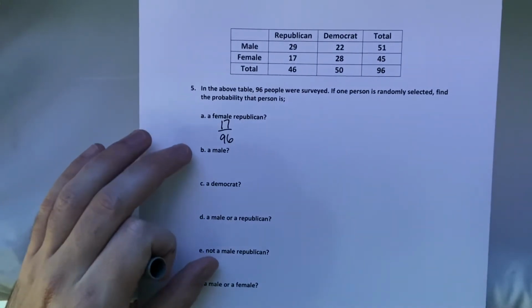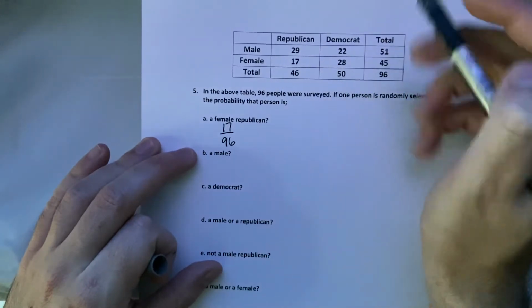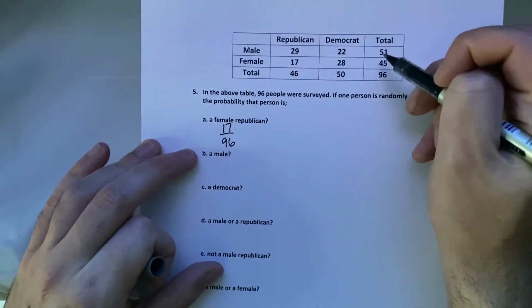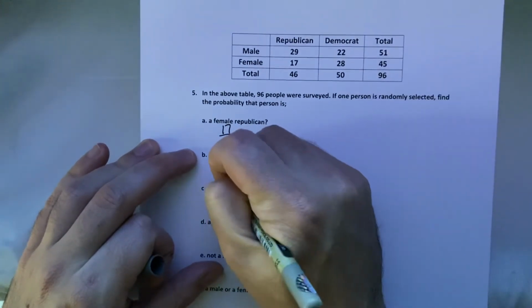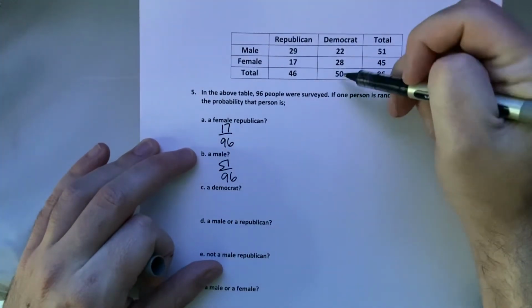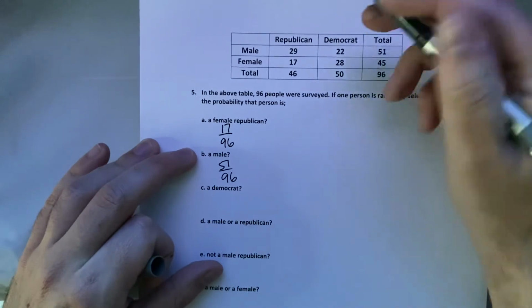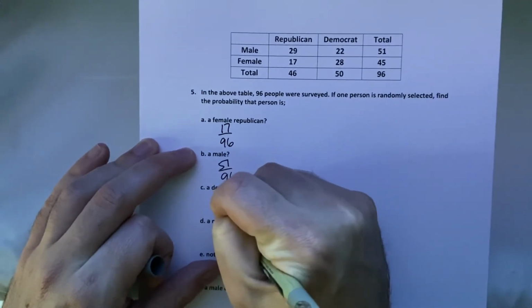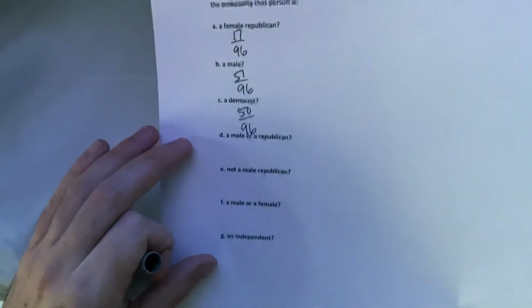What's the probability they were a male? So the total number of males needs to be in the total cross male column, so that's 51 out of 96. A Democrat needs to be in the total of the Democrats column, which is 50 out of 96. So this is where it gets tricky and we have to use our rules.